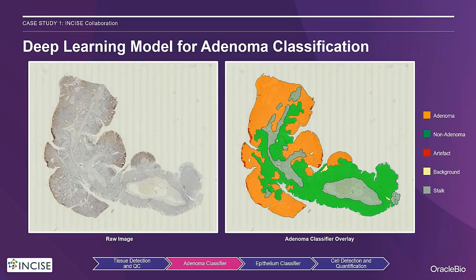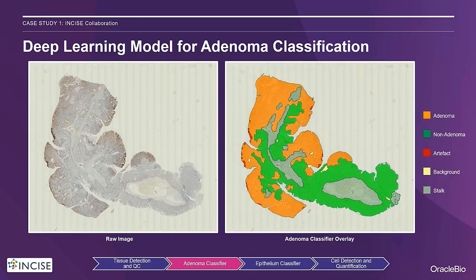So then the next step was the adenoma classifier, which was a deep learning app trained on a number of examples covering the main polyp pathologies in the patient cohort. It was trained to recognize adenoma and non-adenoma, but also background and artifacts, such as out of focus areas, tissue folds, and stain deposits. Here on the right-hand side, you can see an example of the classifier overlay.